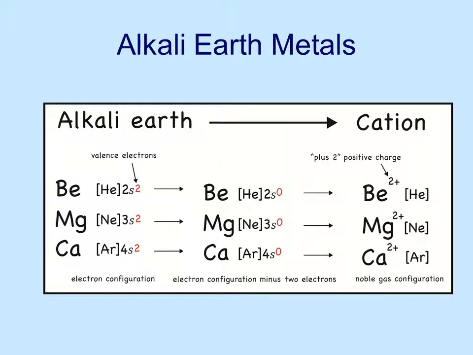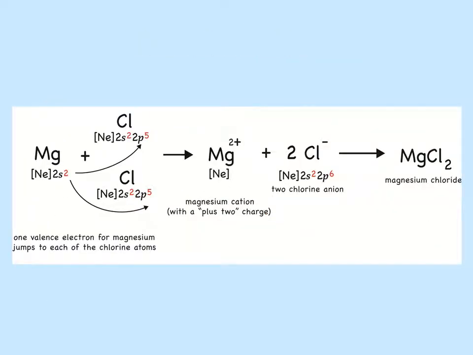The alkaline earth metals, that column 2, have 2 electrons in the outer shell, and they give those up to form a +2 positive charge cation. And here we have magnesium giving up 2 electrons to 2 chlorine atoms, forming a magnesium 2+ and 2 chlorine minuses, so we have MgCl2. The 2+ matches with 2 of the 1- chlorine.